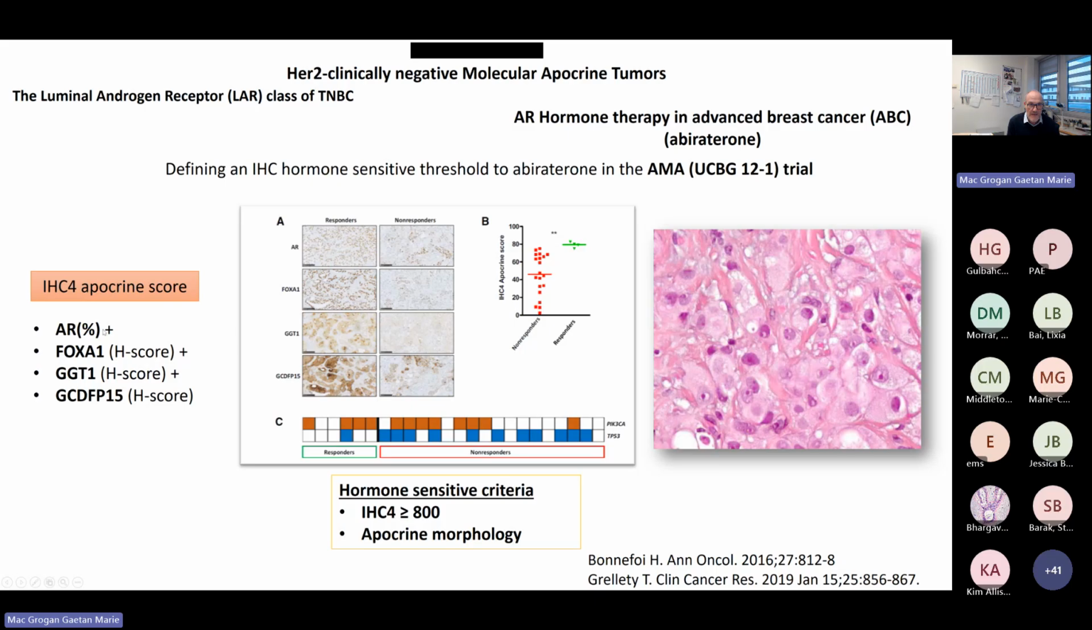It's a score that we made up using the percentage of androgen receptor positive cells, an H score for FOXA1, an H score for GGT1 and GCDFP15. These last two proteins belong to the androgen receptor pathway. And if this IHC4 score was superior to 800, all the responders in the series had an IHC4 over 800, and they also had apocrine morphology.